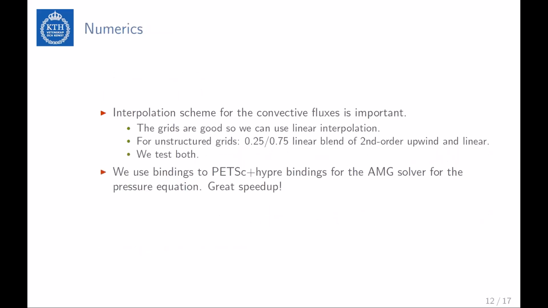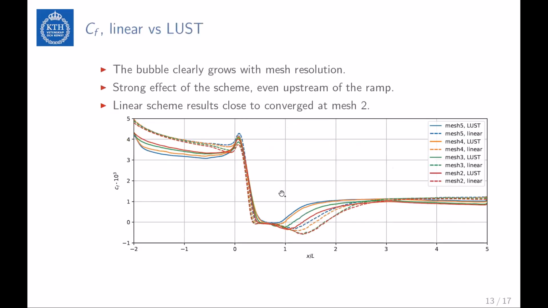Okay, what about the numerics? Well, we know that for a very good mesh, we can just use linear interpolation, and here we could. It was a very good match. But we also know that it's not going to work in a more applied situation. So we also wanted to try what is called LUST in OpenFOAM, a blend between linear upwind and linear. And we also, by the way, used the PETSc bindings for the linear algebra solver, which gave us a pretty good speedup on LUMI.